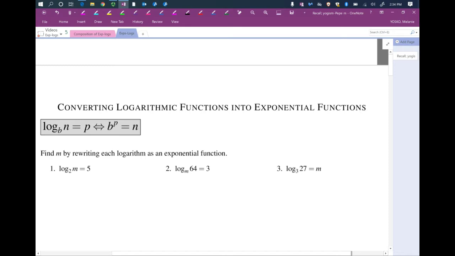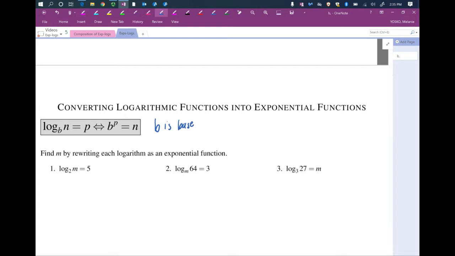Converting logarithmic functions into exponential functions. So you can see right here that we have log base b of n equal p can be rewritten as b to the p equal n. So here b is the base of both the exponential and the logarithm. It's the base of both.